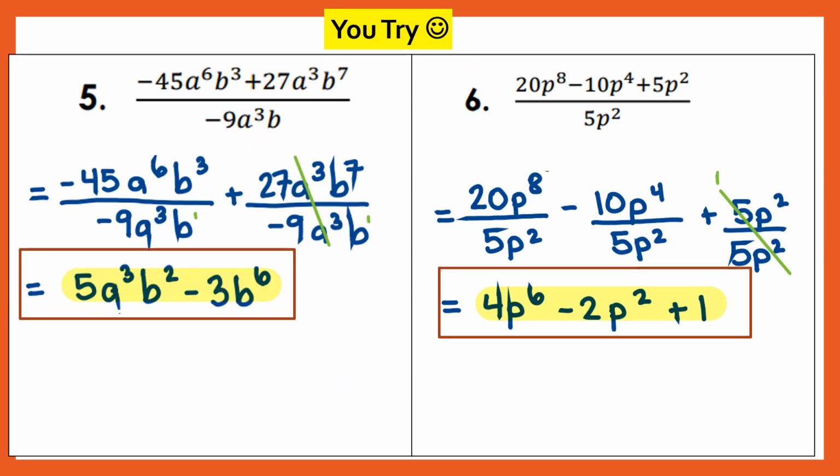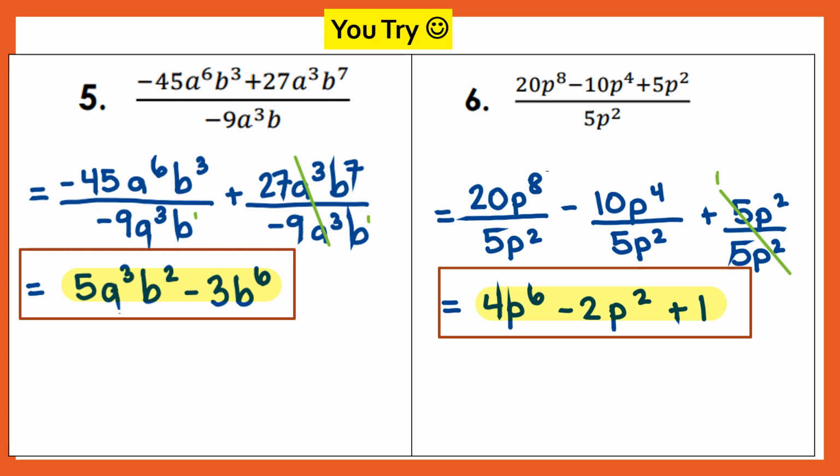Alright, so go ahead and check your answers here. For the first one, I got 5a to the 3rd, b to the 2nd, minus 3b to the 6th. And for the last one, 4p to the 6th minus 2p squared plus 1. Again, just make sure you're dividing your coefficients correctly. Pay attention to your signs.